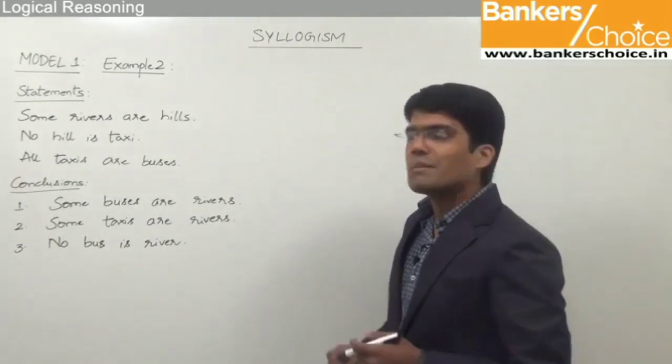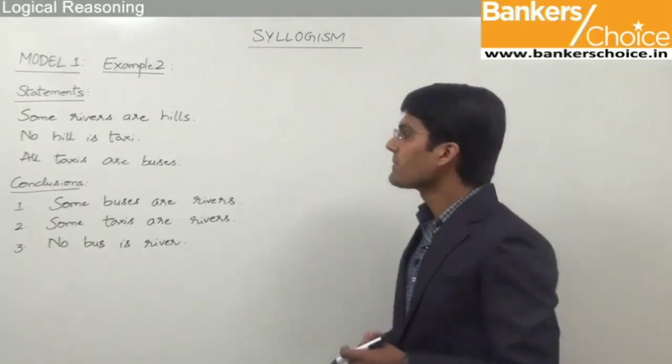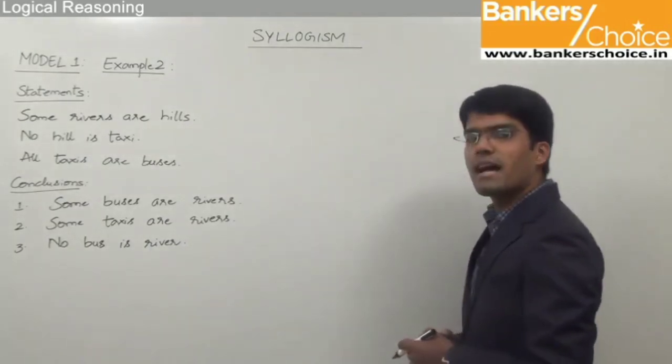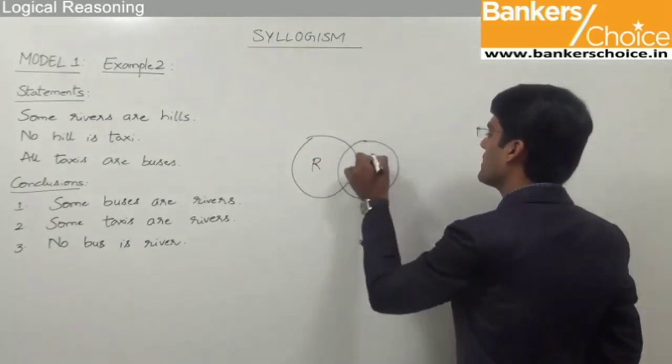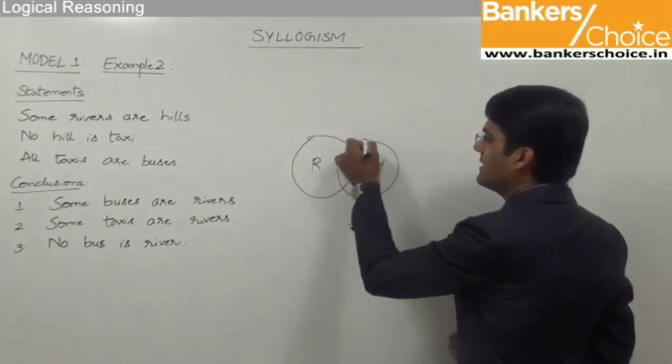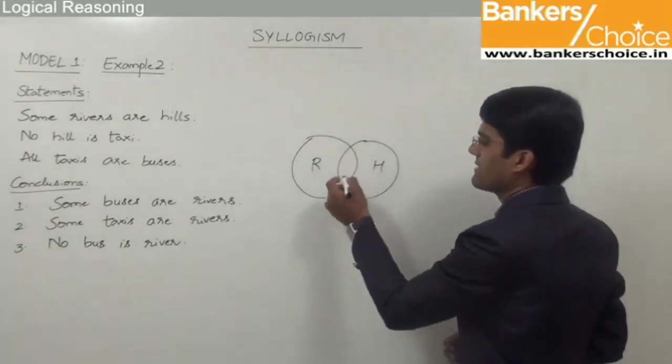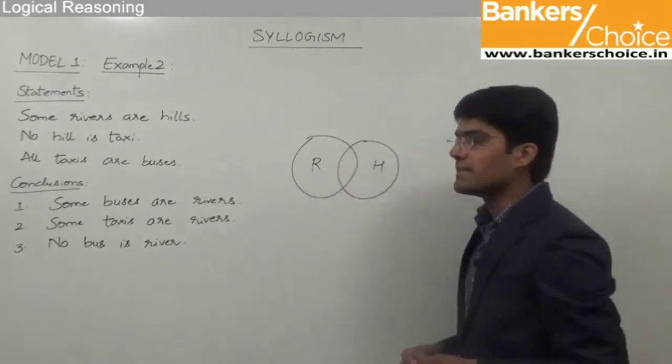Let us first try to draw the basic diagram for the given statements. The first statement here is some rivers are hills. So some rivers are hills can be taken as shown here. These are the rivers and there is an overlapping between rivers and hills. So we can say that these are the rivers which are hills.